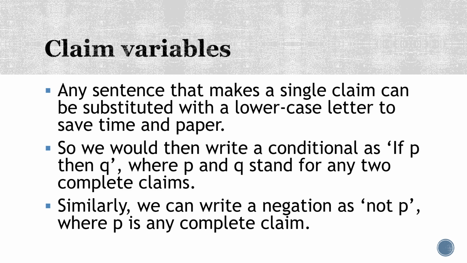So we would write some conditional as "if P then Q," where P and Q stand for any two complete claims. That is, something that says something about something, like "the cat is on the mat" or "the moon is made of cheese," etc. Similarly, we can write a negation as "not P," where P is any complete claim. You write the word not and then P, and you say, look, not P is the opposite of P, whatever P is. And so P just gets to stand for some sentence, something that says something about something.